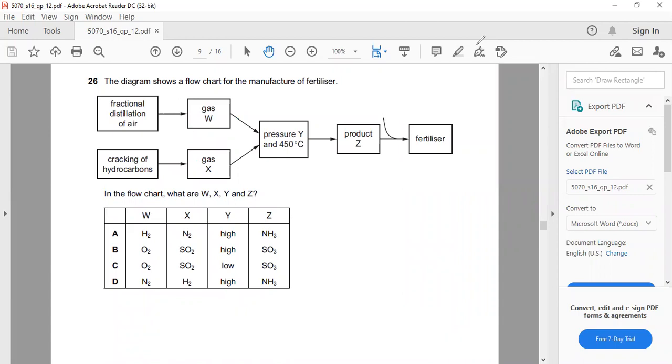26 is about the Haber process. Fractional distillation of air, you get nitrogen. Cracking, you get hydrogen. Here you get ammonia. Z is ammonia, which means B is wrong, C is wrong. A and D. W is nitrogen. So D is the correct answer.